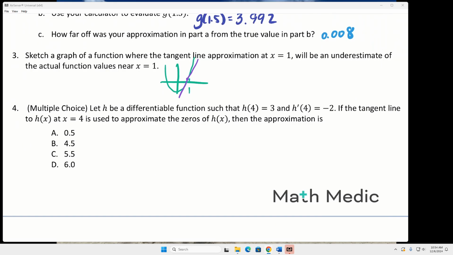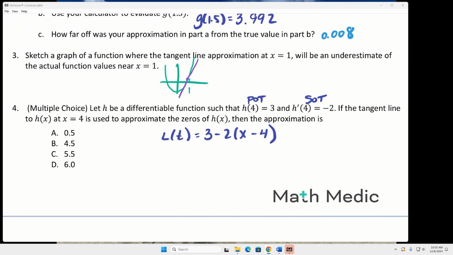So we are going to let h be a differentiable function, and so we are given the point and the slope. That's great. And so if the tangent line to h of x at 4 is used to approximate the zeros of h, then those zeros are... So let's just start off and write our tangent line. So we're using this in a totally different way. We want to use this.